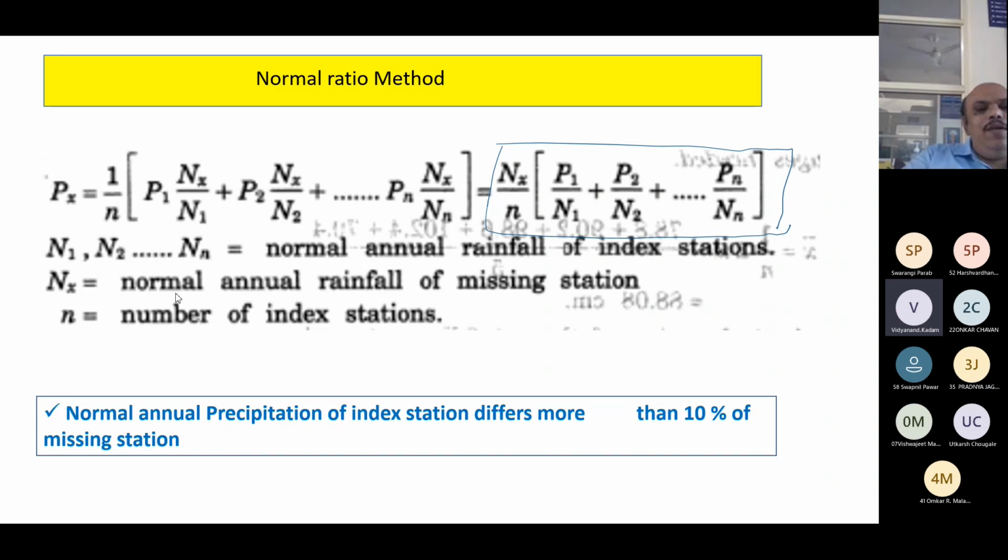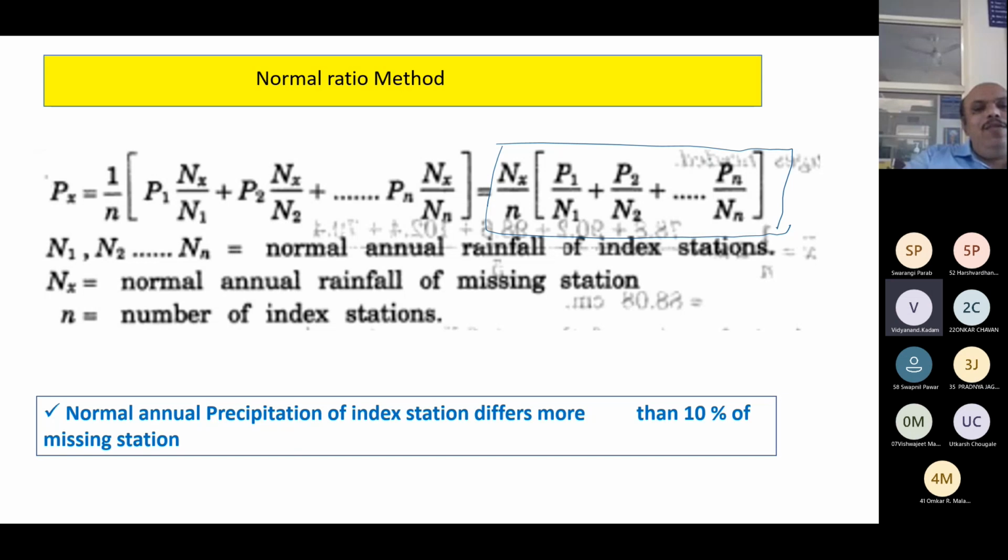Okay, we have discussed three definitions. One is daily rainfall, other is annual rainfall, and third is normal annual rainfall. So what is NX? NX is normal annual rainfall of missing station. And what is N1, N2 up to NN? These are the values of normal annual rainfall of index stations.